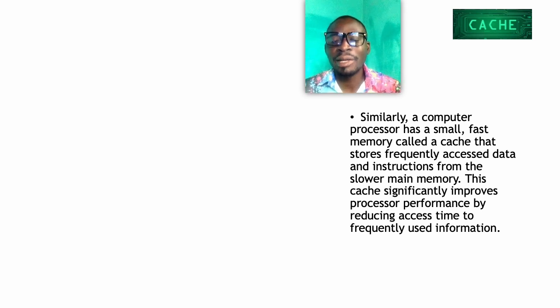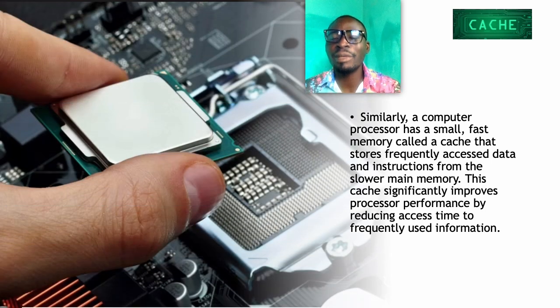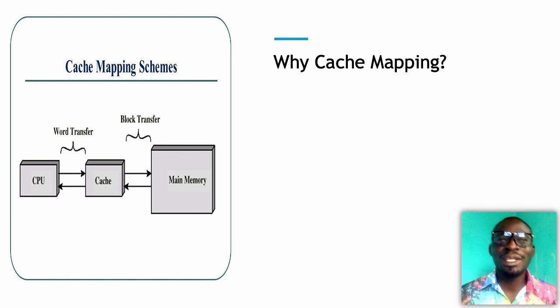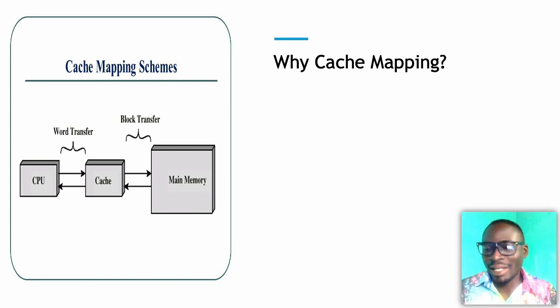Similarly, in a practical sense, a computer processor has a small fast memory called a cache that stores frequently accessed data and then instructions from the slower main memory. This cache significantly improves processor performance by reducing access time to frequently used information. So now, why cache mapping? Let's understand why it is cache mapping we are applying and not another technique.